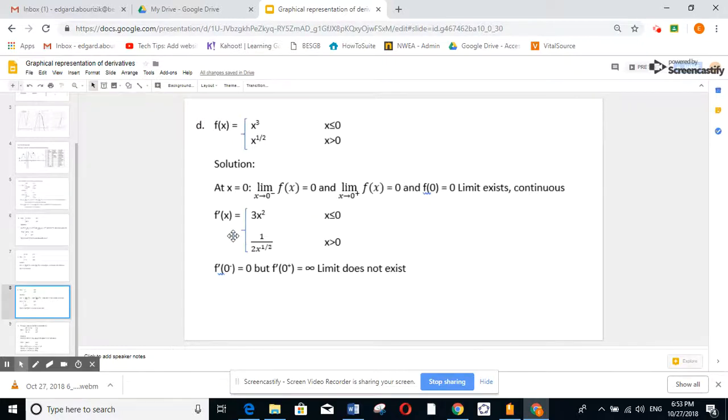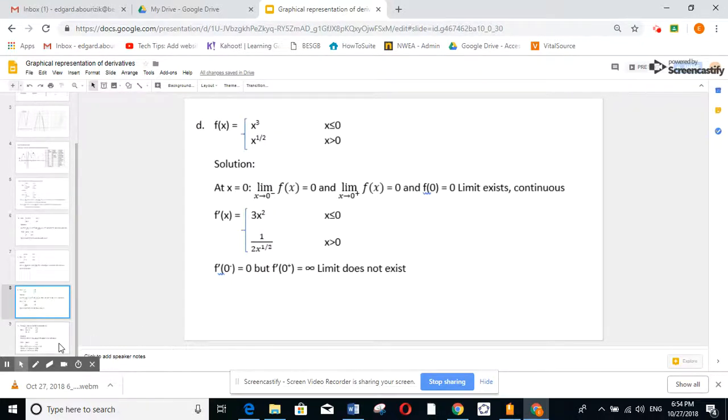I want to check derivability. I do the derivative. The derivative of x cubed is 3x squared, and the derivative of radical x is 1 over 2 radical x. I do now f prime of 0 minus. You all know it's 3 times 0 squared, so 0. But if you do f prime of 0 plus, it's 1 over 0, so it's infinity. So here the limit does not exist. We say it is continuous but not derivable because the left is not equal to the right, and I have infinite.